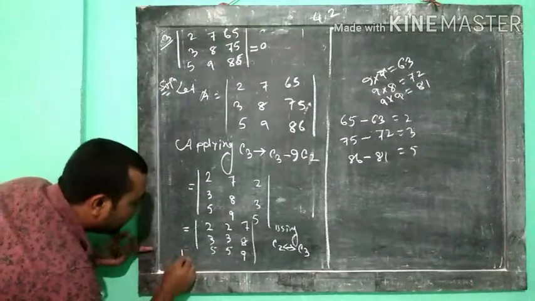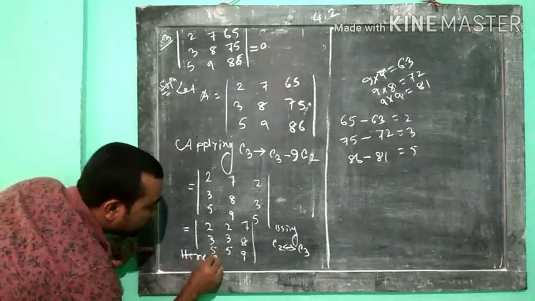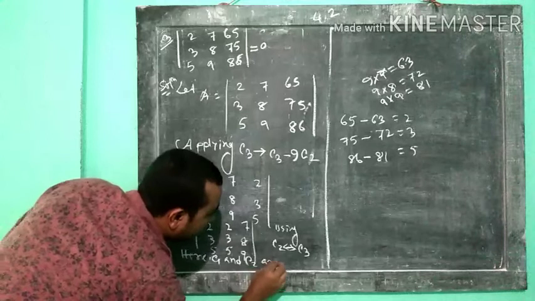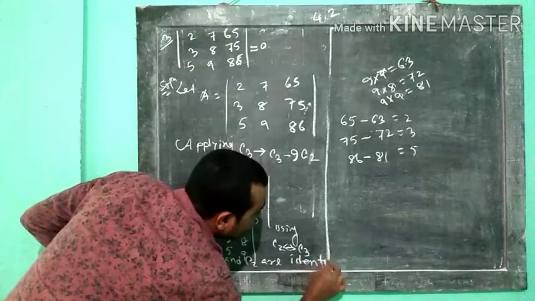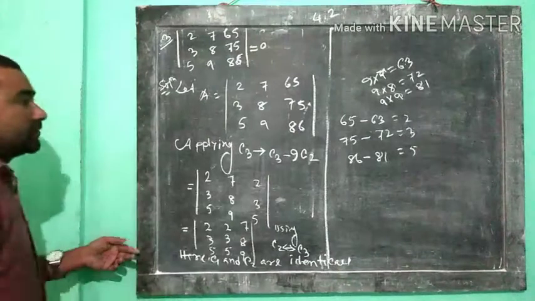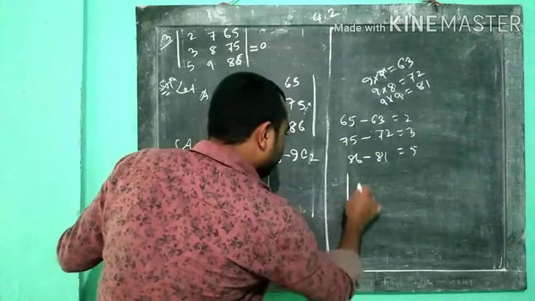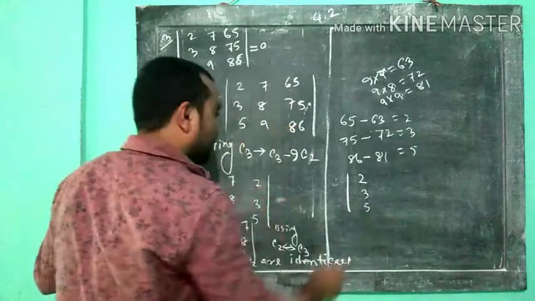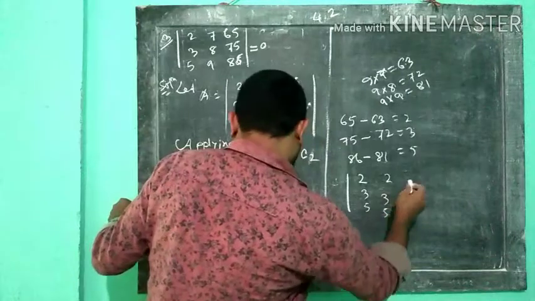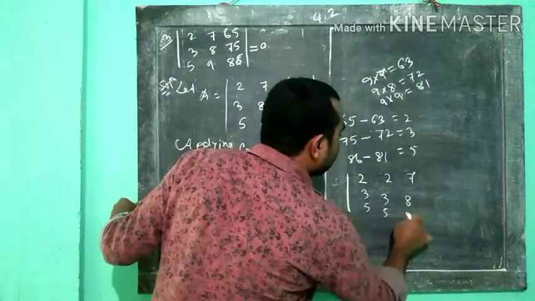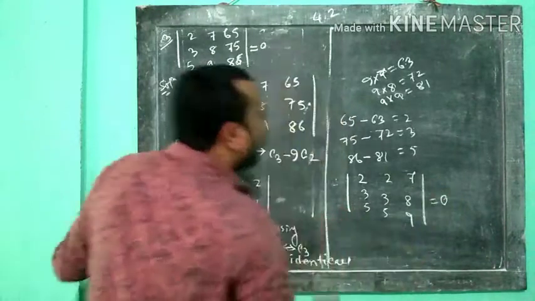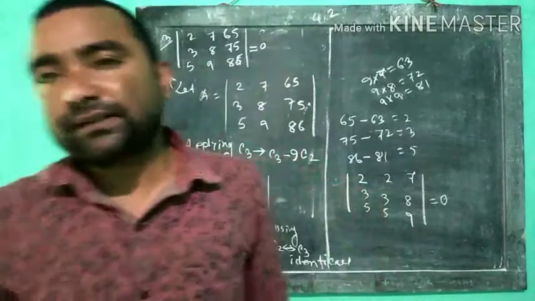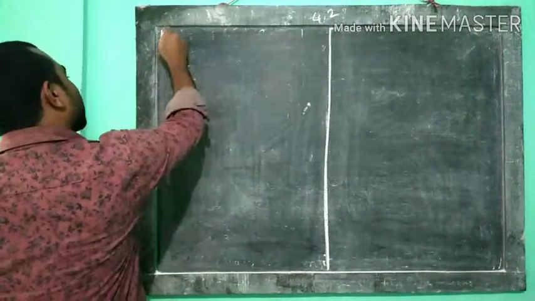Therefore the determinant 2 3 5, 2 3 5, 7 8 9 should be equal to 0. Why? Because two columns are identical. Is it clear? Now we are going to solve question number 4.